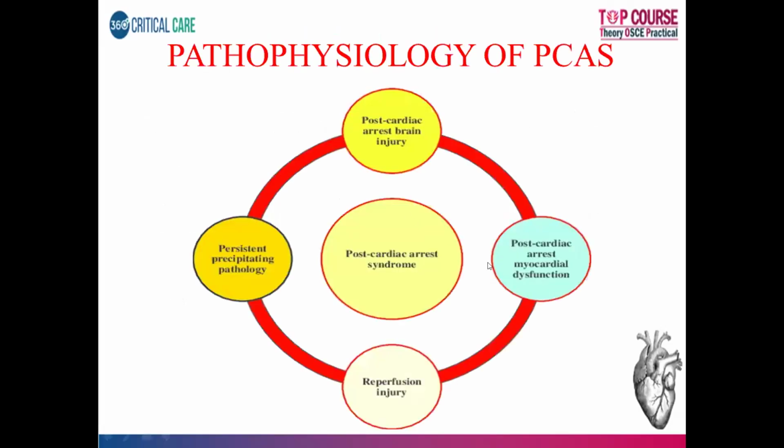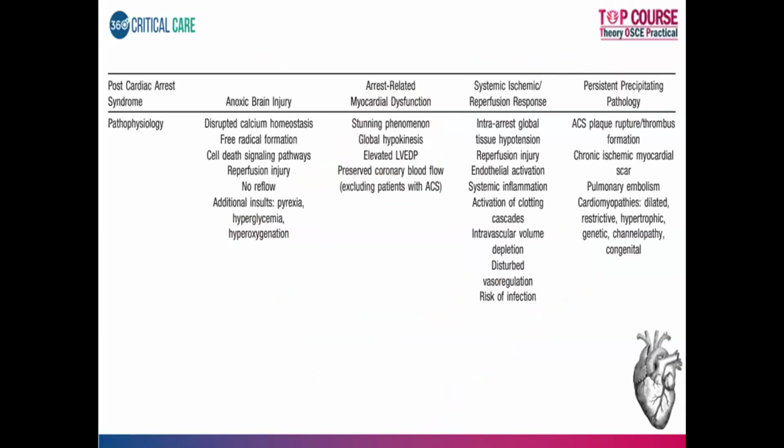Okay, so coming to the pathophysiology, as I told, post-cardiac arrest syndrome contains four important components. What are those? First one is the post-cardiac arrest brain injury, post-cardiac arrest myocardial dysfunction, reperfusion injury, and the last one is the persistent precipitating pathology. So, post-cardiac brain injury might happen due to disrupted calcium homeostasis, formation of free radicals, or altered cell death signaling pathways because of reperfusion injury. And if you cause any additional insults like pyrexia, hyperglycemia, or hyperoxygenation, it might lead to further brain injury.